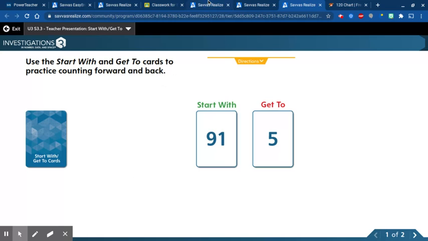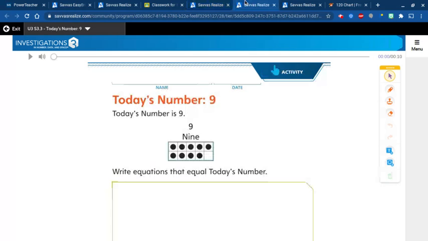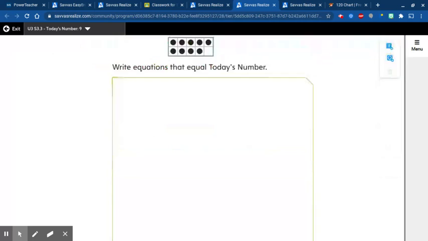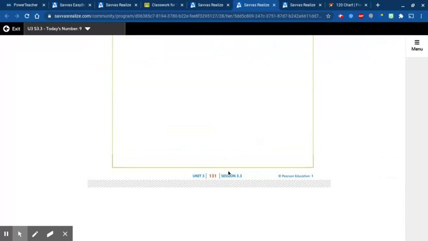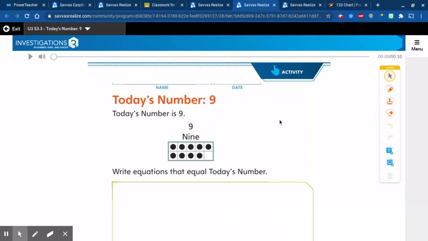Okay, so now what I would like for you to do is get out your math book and we're going to open up to the page that says today's number is 9. That's on page 131. You see that right down here at the bottom. To complete this page, you're first going to get 9 cubes. Once you have your 9 cubes, I want you to try to come up with some different combinations that equal 9. How many different ways can you figure out to make 9?